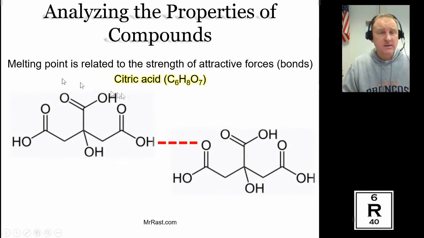The other thing they talked about was citric acid, which is C6H8O7. This is one molecule of citric acid, and this is called a skeletal model. A skeletal model uses little shapes like this, and I'm going to explain this to you. Every time you see an angle here, every time you see a joint, that represents a carbon.